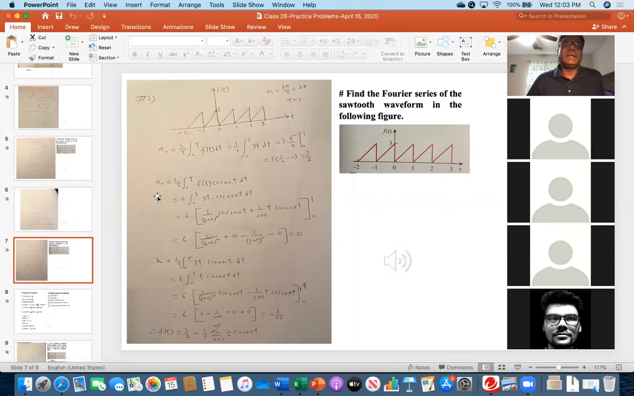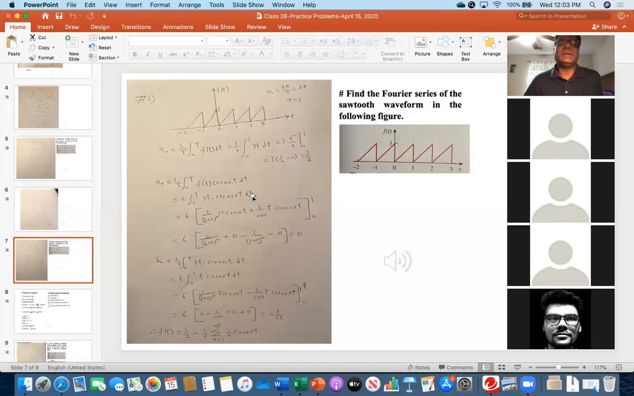Now come back to the an. So an is 2 over T, and then 0 to T, this is the basic equation. Now here it is important. The function, everybody look, the second line: this 3 will be multiplied with 2, so I made it 6. But here what is 0 to 1 integration t multiplied by cosine of n 2 pi t.